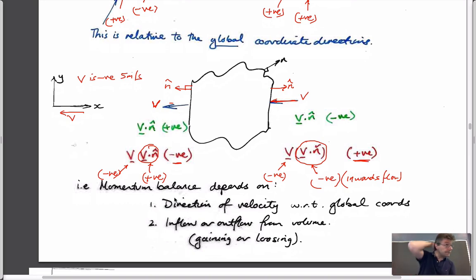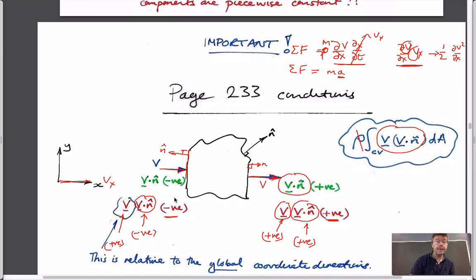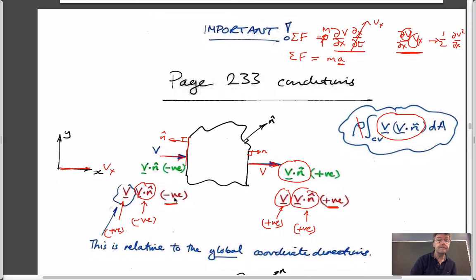Yes, sir. Which one, sorry? This one here? This? Oh, the normal vector. No, so yeah, the n is just a vector.